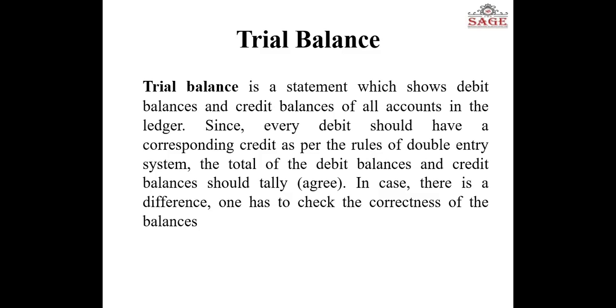Now, what is trial balance? It is a statement which shows the debit balances and credit balances of all the accounts in the ledger. It is the third book of accounts. Since every debit should have a corresponding credit as per the rules of the double entry system, the total of debit balances and credit balances should be equal to each other.